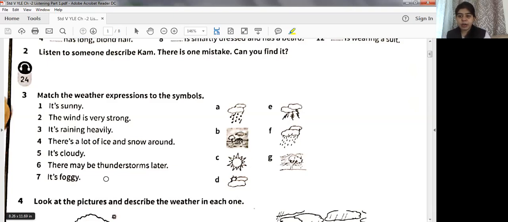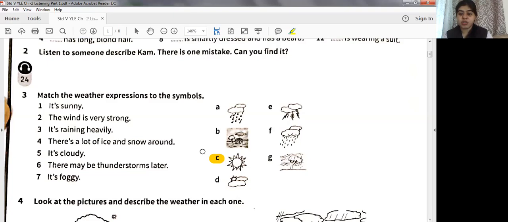You are not going to draw a line, students. No untidy work. You're just going to write A, B, C, D over here. So let us do it together. It's sunny. So what is this expression saying? Which symbol from A to G represents sunny? That we need to find out. So which is the expression, students? It is C. I told you, sunny means the image of the sun is being shown with its rays.